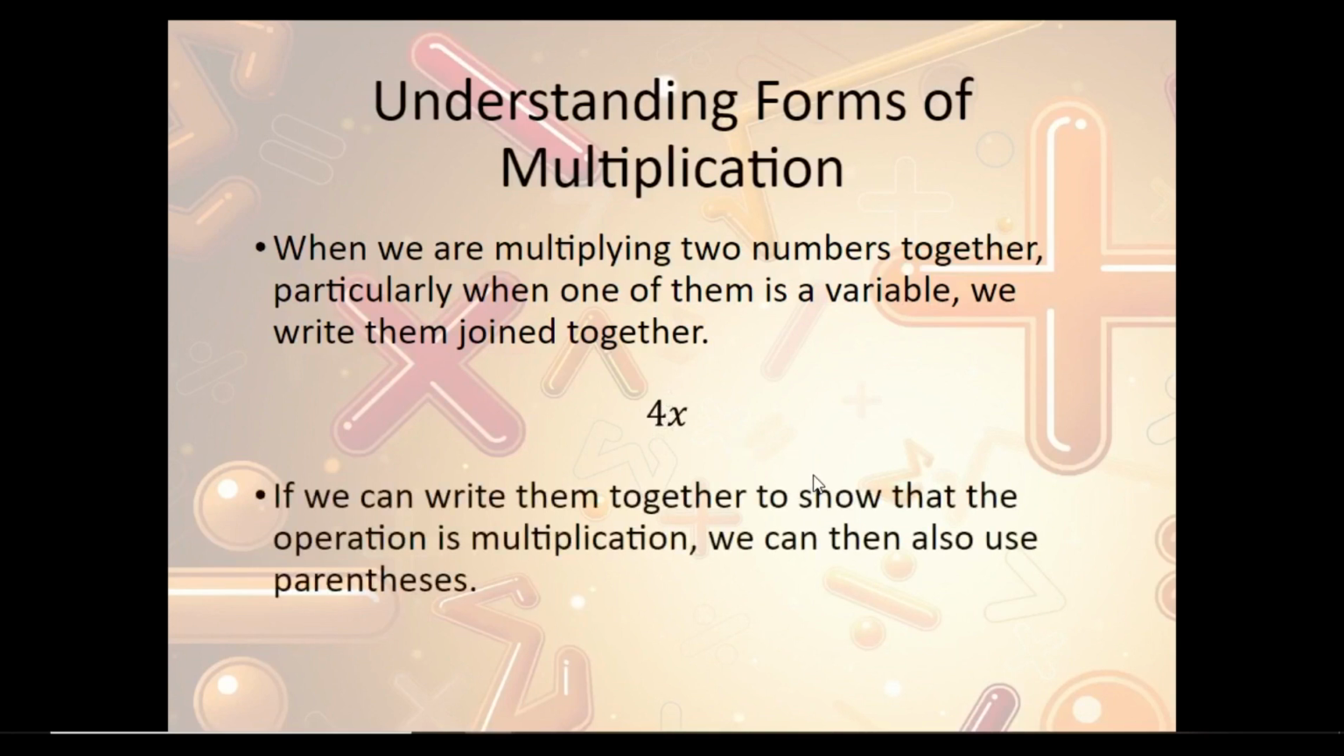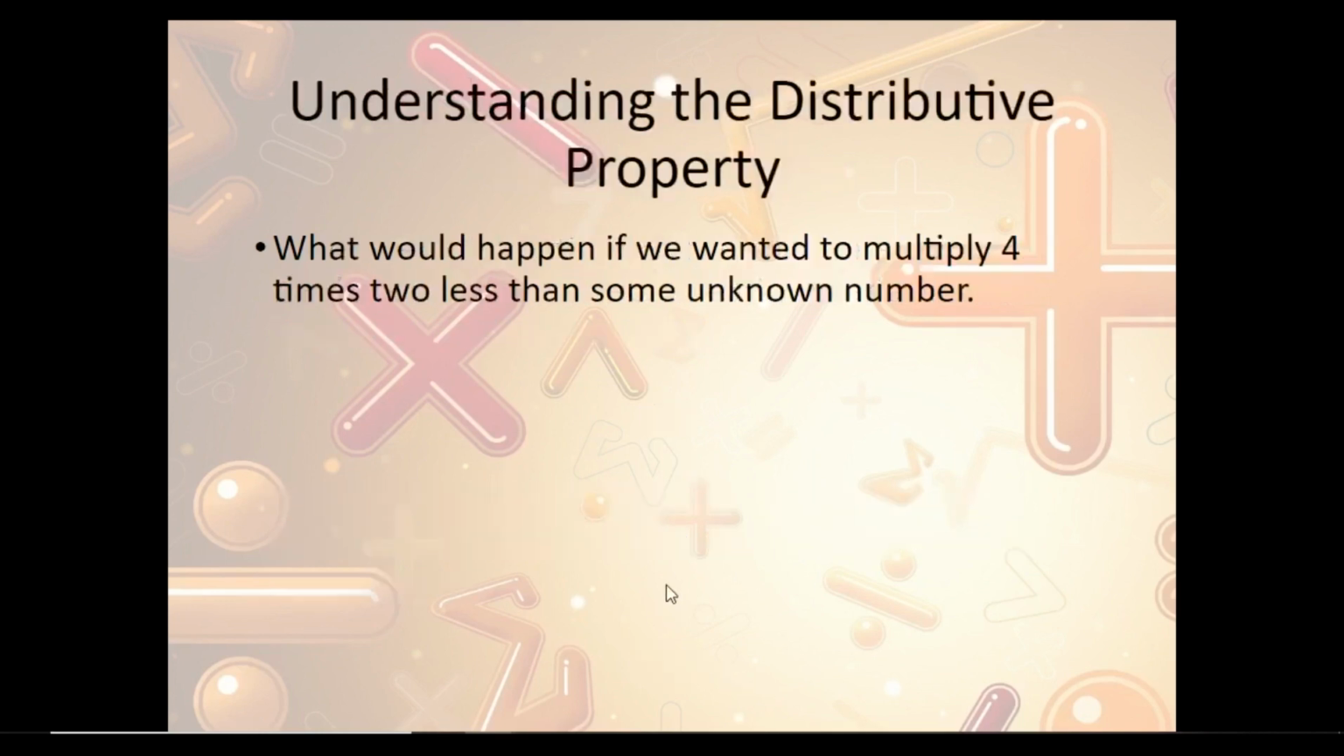We can also use parentheses to do this. So we can write 4 and then parentheses x. They mean exactly the same thing. They're just giving indication of multiplication. So, distributive property. What would happen if we wanted to multiply 4 times 2 less than some unknown number? So instead of just being 4 times x, we want it to be 4 times some grouping of a number, in this case x minus 2. So we write it just like this, 4 times x minus 2.